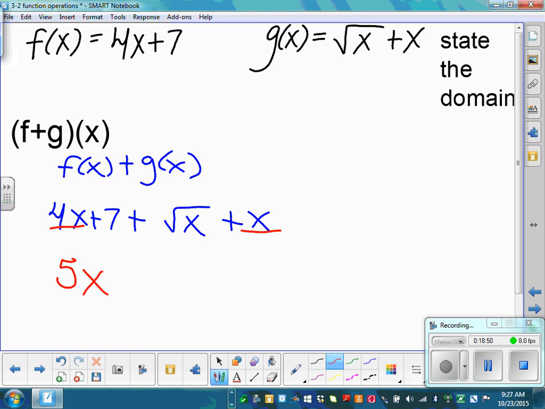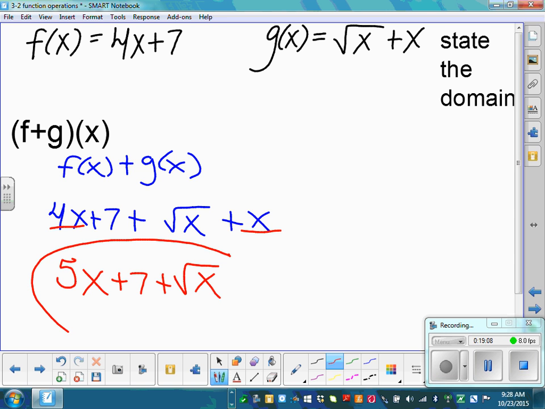4x plus 1x is 5x. And then we have this plus 7, right? And then we have plus the square root of x. Think back to when you were adding radicals. Can we combine things like this? Can we add radicals to just regular old things? No. So this is the most simplified it gets.